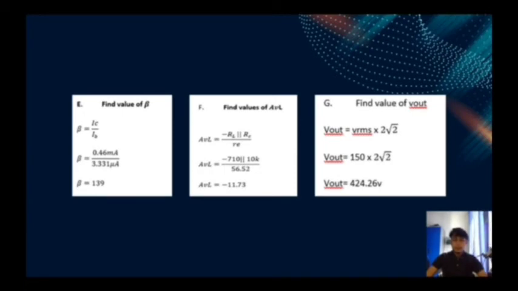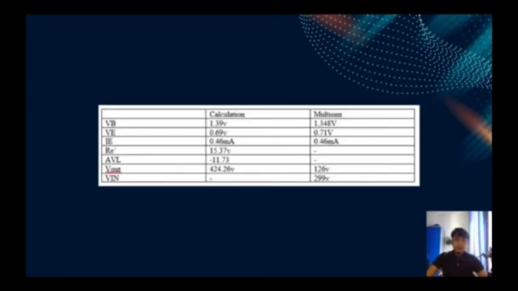And lastly, we need to find the value of Vout. The value of Vout can be found by using VRMS times square root of 2, which is 150 times square root of 2, and we get 424.26 volts. And this is for the table comparison between the calculation and the Multisim measured value.